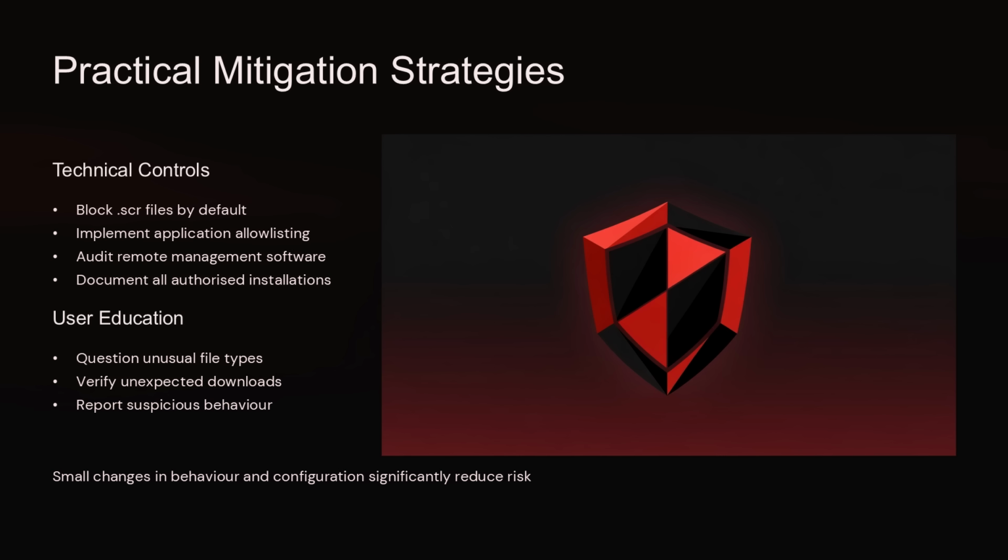Mitigation begins with awareness and policy. Screensaver files should be treated as executable code and restricted accordingly. Email and download controls should block or flag .scr files by default. Application allow listing should ensure that only approved remote access tools can run. Security teams should regularly audit remote management software and ensure that every installation is authorized and documented. Users should be educated to question unusual file types and unexpected downloads, even when they appear professional. For you, this demonstrates how small changes in behavior and configuration can significantly reduce risk.